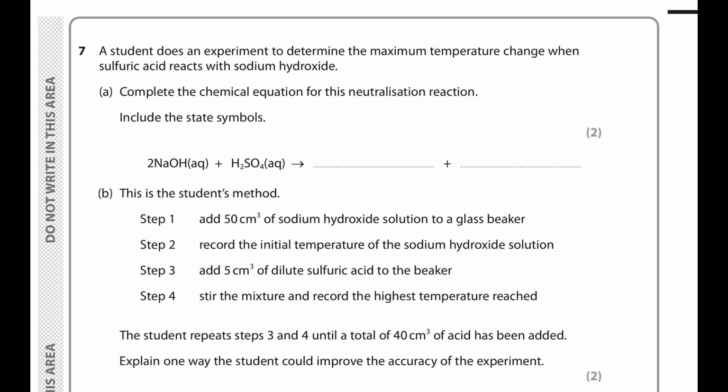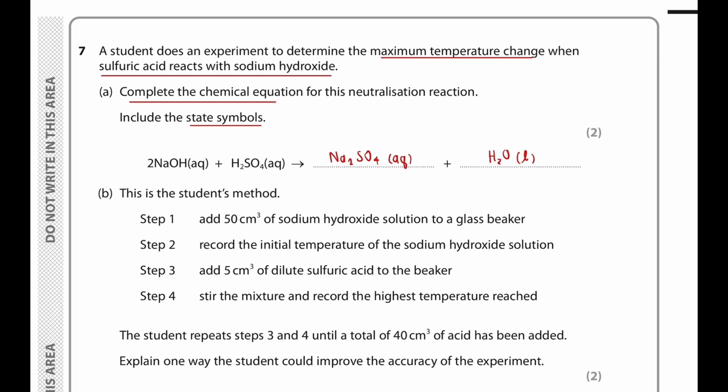Question 7. A student does an experiment to determine the maximum temperature change when sulfuric acid reacts with sodium hydroxide. Complete the chemical equation for this neutralization reaction. Include the state symbols. So we have sodium hydroxide react with sulfuric acid. So we will get sodium sulfate, which is in aqueous state, plus water in liquid state.